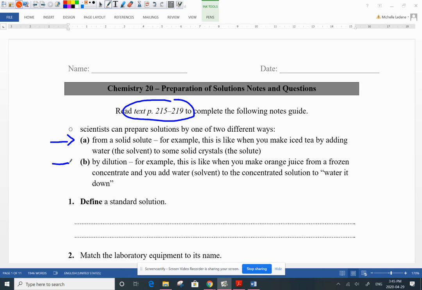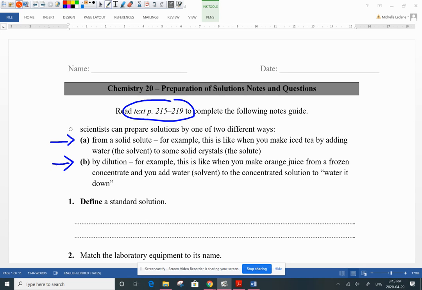Another way of doing it is scientists have stock solutions, and they're very highly concentrated solutions, and they need to dilute them, right? They don't need the very high concentration. They need a more dilute concentration. So you guys have maybe done this before too. If you take a frozen concentrate, like that frozen can of orange juice, and it's a really high concentration, but then you add a whole bunch of water to it, you're watering it down, right? That's what it means to dilute it.